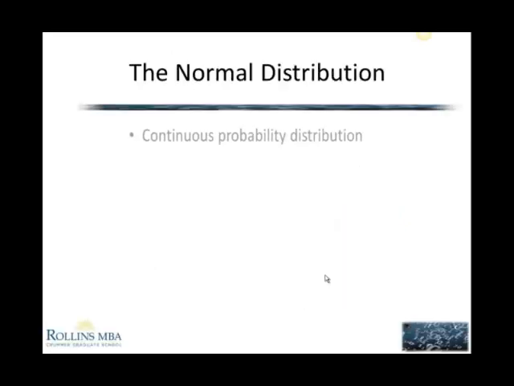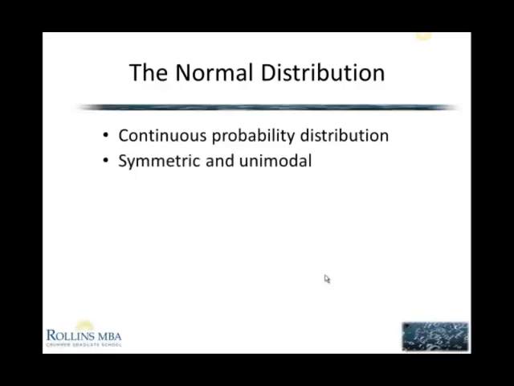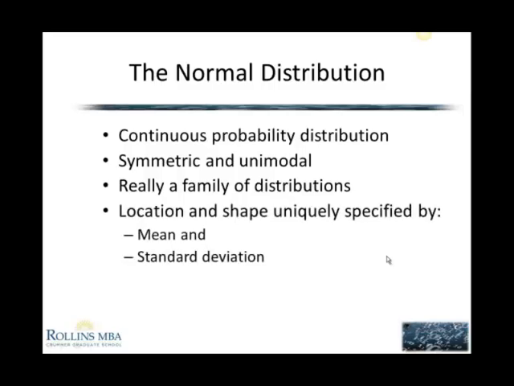And what do we know about this curve? It's a continuous probability distribution, as we've said. It's symmetric and unimodal, so there's a single peak to this distribution, and it rolls off evenly on either side. And in reality, the normal distribution is really a family of distributions. There are actually an infinite number of possible normal distributions, and each one of these distributions is specified by its location and shape, which are determined by the mean of the distribution and the standard deviation of the distribution.